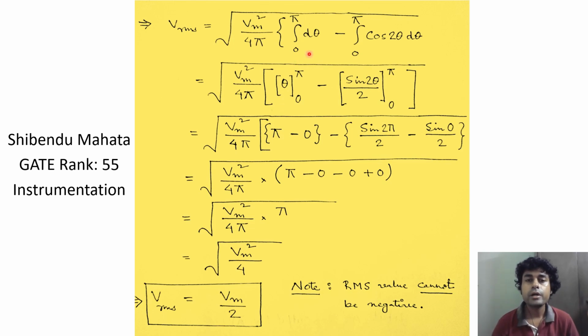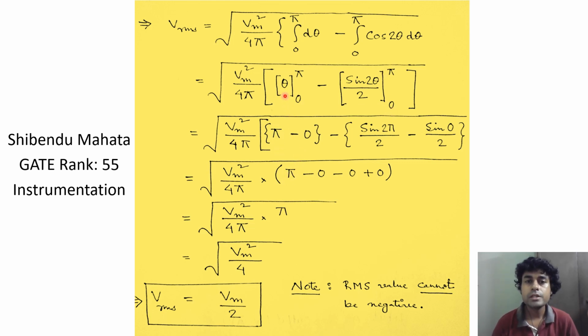Then we can separate out the terms, and then we find that root under Vm square by 4 pi integration of 0 to pi d theta, negative of integration of 0 to pi cosine of 2 theta d theta. And then theta is the integration value for integration of d theta, and the lower limit is 0, upper limit is pi, whereas for cosine of 2 theta the integral turns out to be sine of 2 theta by 2, and again the integral limits are from 0 to pi.